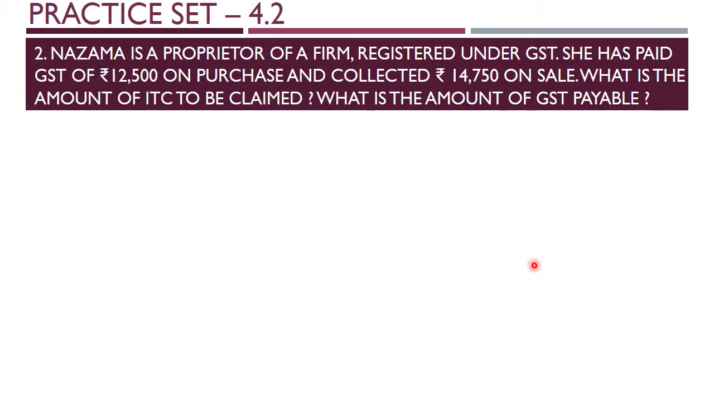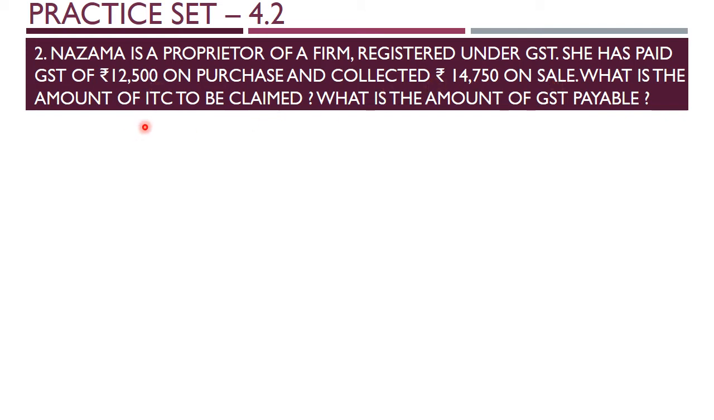This is the second question in the exercise. Nazma is a proprietor of a firm registered under GST. She has paid GST of rupees 12,500 on purchase. GST on purchase means it is input tax. And next, she collected rupees 14,750 on sale. Collected tax means output tax. So the tax paid on purchase is input tax and the collected tax is output tax.